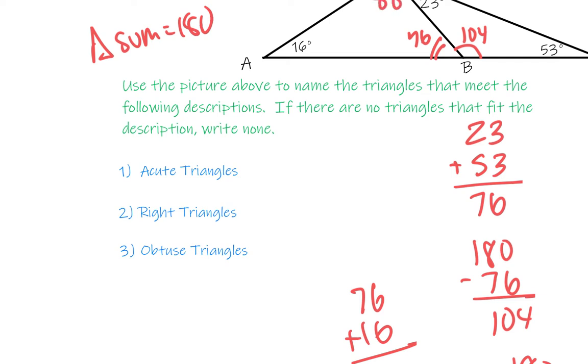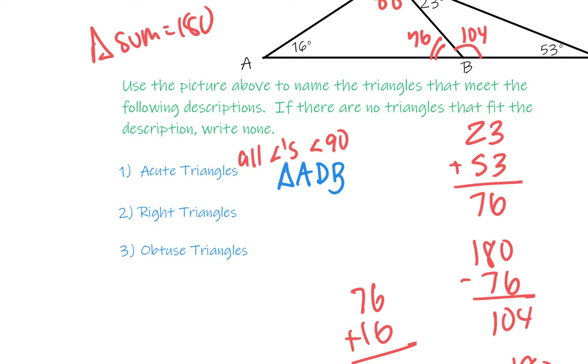Okay, so it wants an acute triangle, so we need all angles less than 90. So the one I'm looking at is right here, triangle ADB. Triangle ADB.